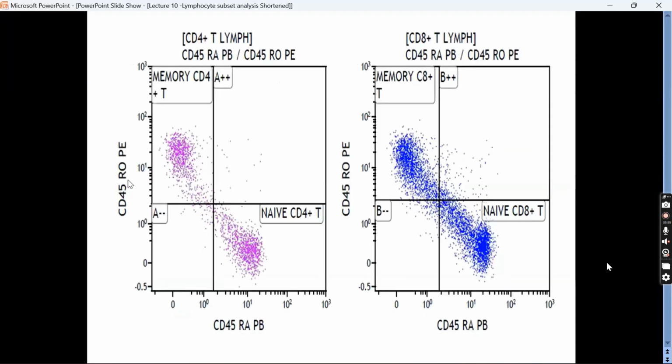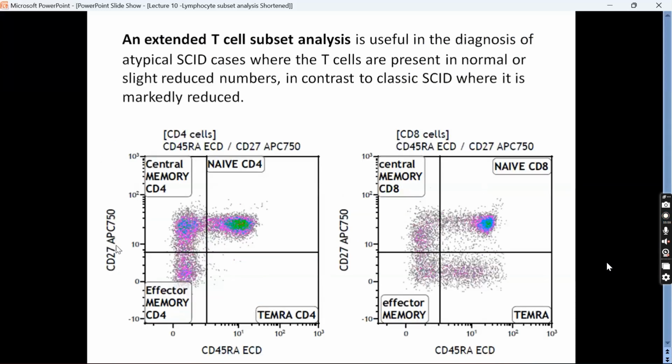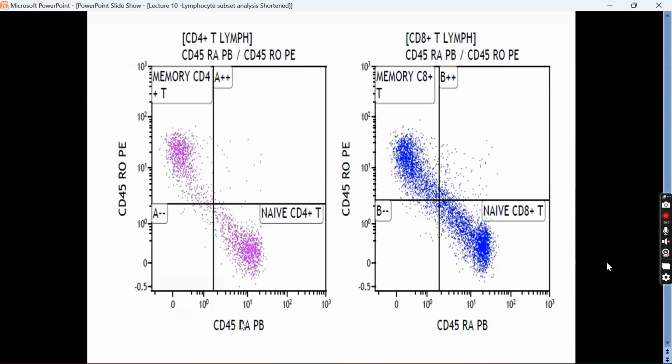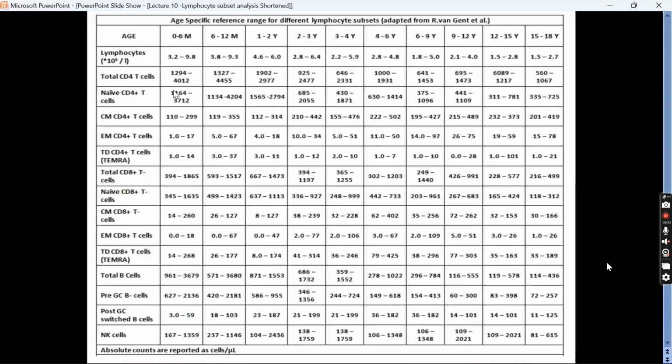So similarly, we have another marker like RO, which is a memory marker. Instead of using this combination of RA and 27, I can also use RA versus RO. RA is A for naive, just remember like NA, right? So RA is naive. RO, memory, O, right? So memory, okay? So you can also check the differentiation between naive and memory. When you find no cells here and the complete cells lying here, then it is abnormal. Okay, similarly here. Okay, so that is what naive cells and memory cells all mean.